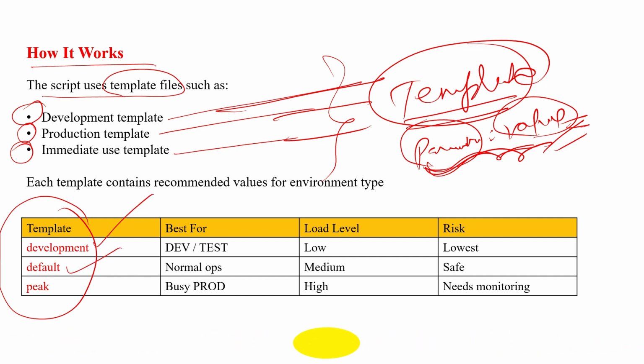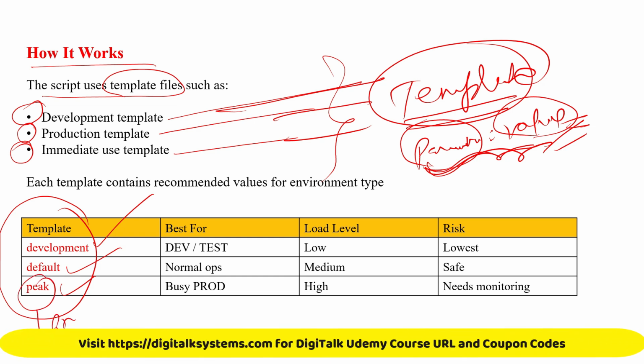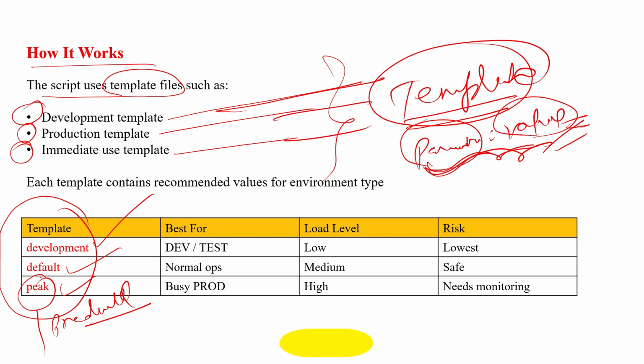Okay, so what are the names of the official templates in WebSphere? They are the development template, default template, and the peak template. This peak template means for production. If you are running this particular script for tuning your WebSphere, and the environment is designed for production, you have to use the peak template.